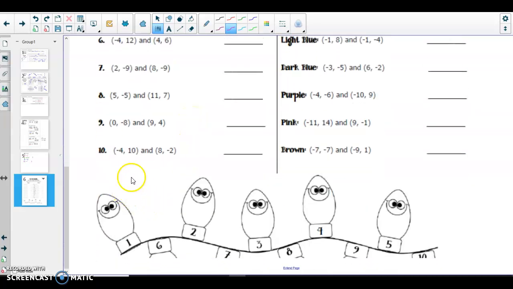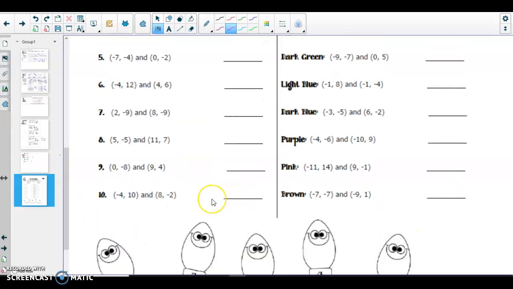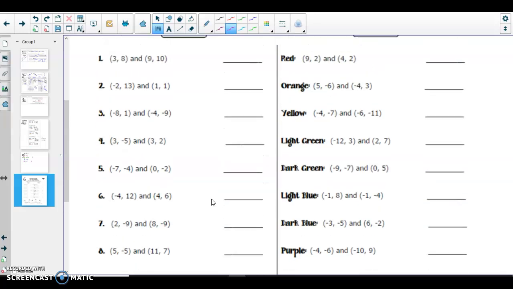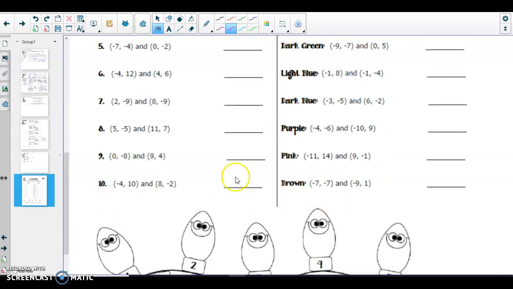This down here is to make sure you get into the Christmas spirit. I think that's really important on October 9th, that we're all thinking about December holidays. Good. The coloring is totally optional. If you don't want to match them up, that's fine.